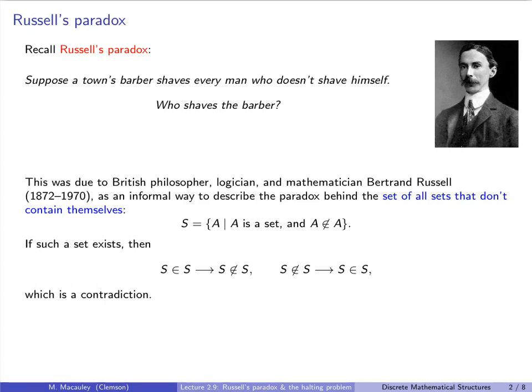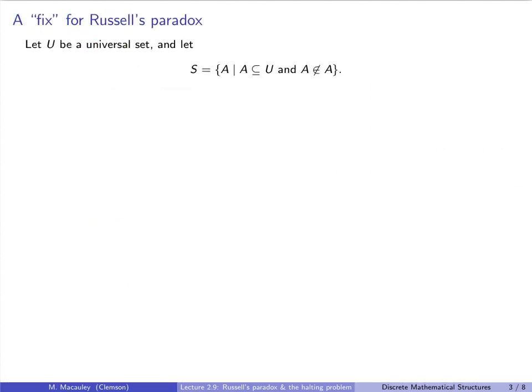So this is the more mathematical version of Russell's paradox, and the little story about the barber is sort of how he described it to the masses. Now I'll show you a fix for Russell's paradox, though it might be a little bit unsatisfying because it almost seems like it's cheating, but it's not.